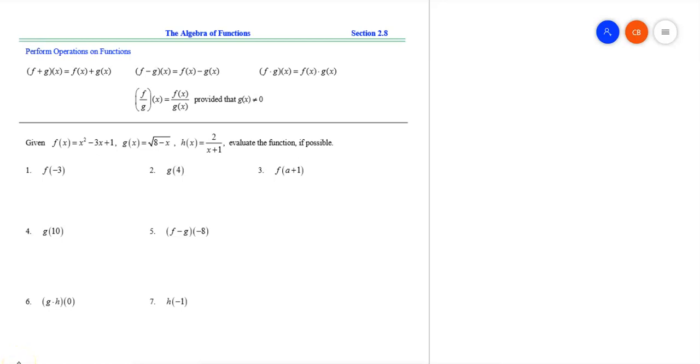Hello everybody, and welcome to the first part of this section 2.8 notes having to do with the algebra of functions. And really when we say algebra of functions, it's just kind of a fancy terminology for saying that we're going to do operations, kind of these familiar operations that we've done before with numbers. It's possible to do them as well with functions. And so things like add, subtract, multiply, and divide, we can do those with functions.